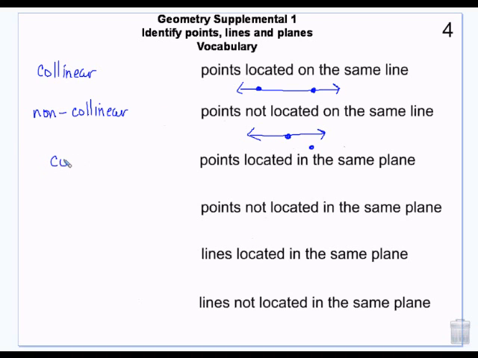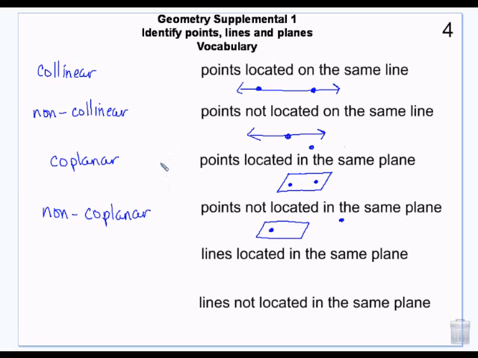And then we have coplanar. These are points located in the same plane. So here's my plane. Planes are drawn as parallelograms. And so I have a point here and a point here and they're in the same plane. So they're coplanar. And then I can have non-coplanar. If I have a plane, and I have some point here, and then some point way over here that's not in this plane, it's kind of above the plane. These are non-coplanar. They're not in the same plane. Now, that doesn't mean that there's not a line or plane where they would be. They're just not, if you're talking about this particular plane and this particular line.